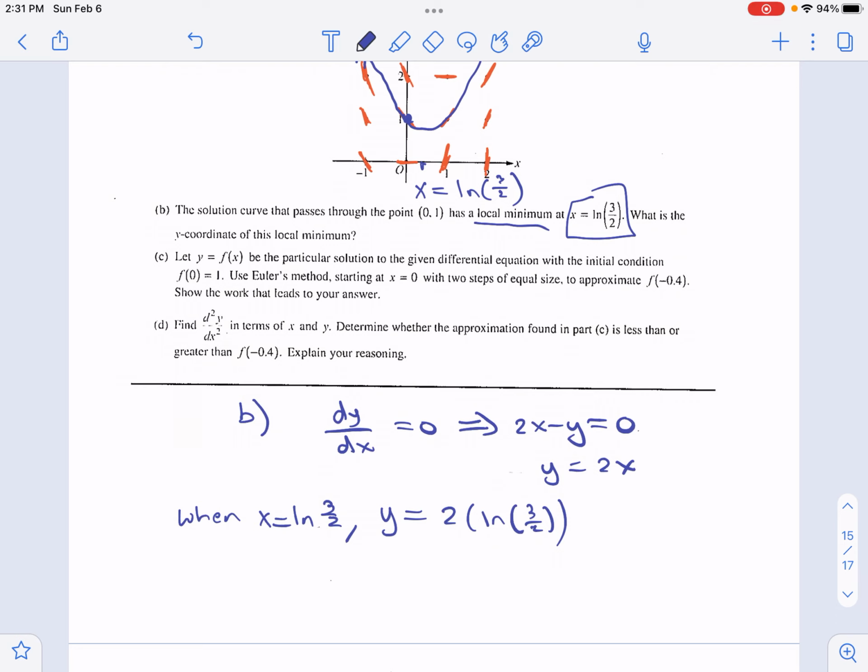Okay, so in other words, our y coordinate is equal to 2 ln of 3/2. Okay, hopefully that helped.